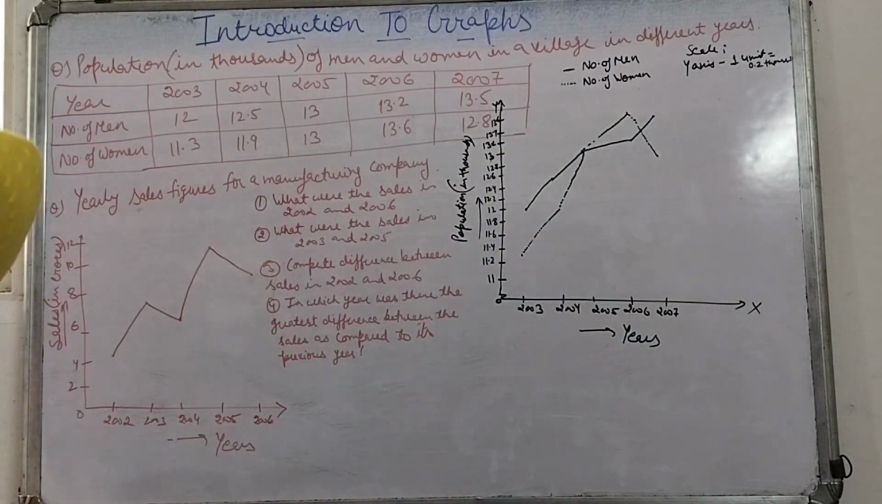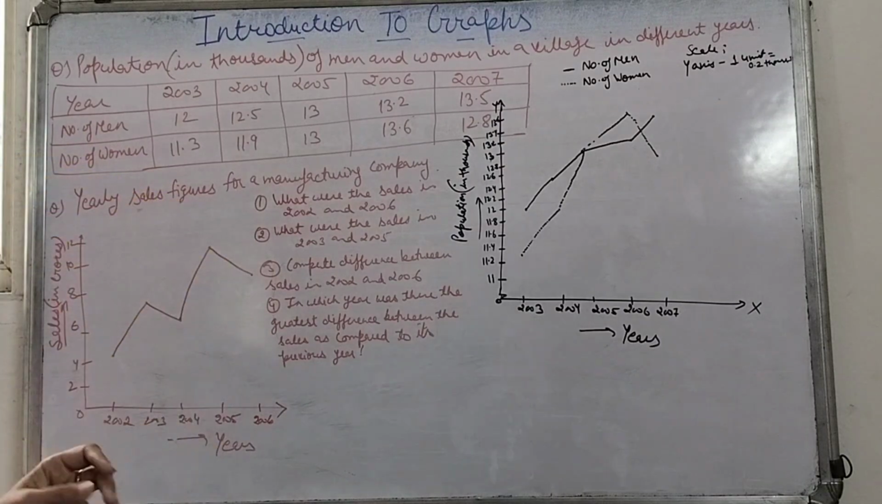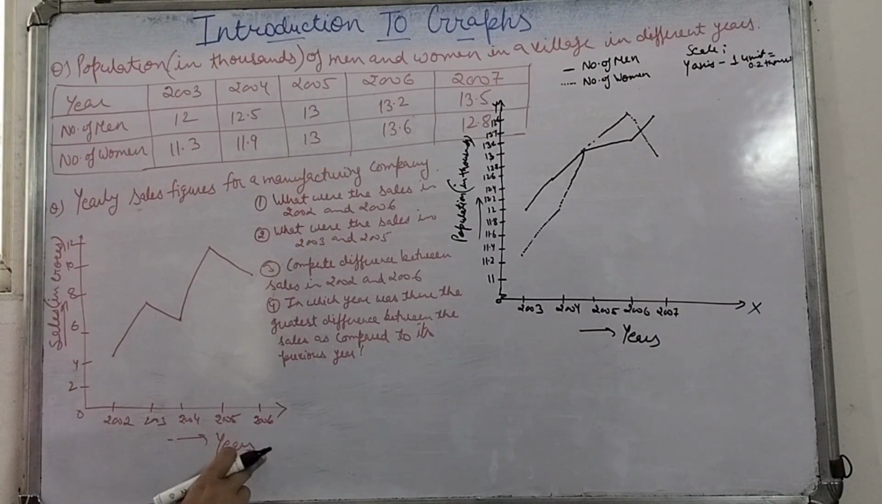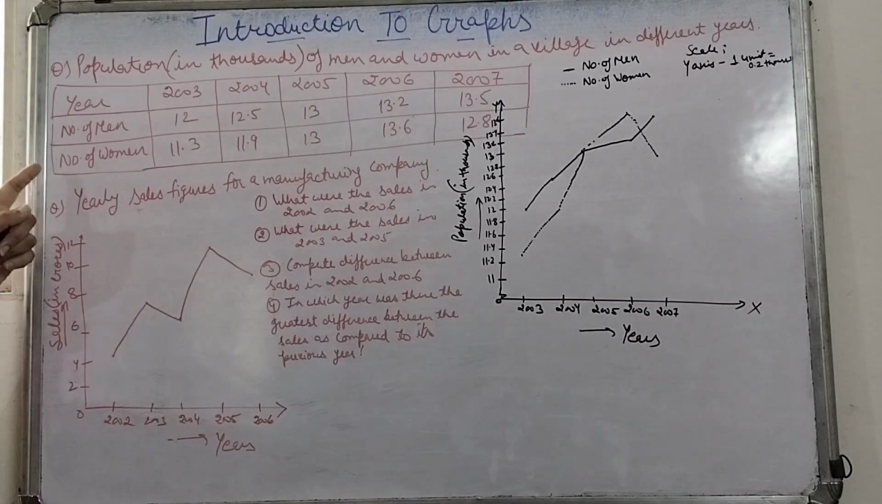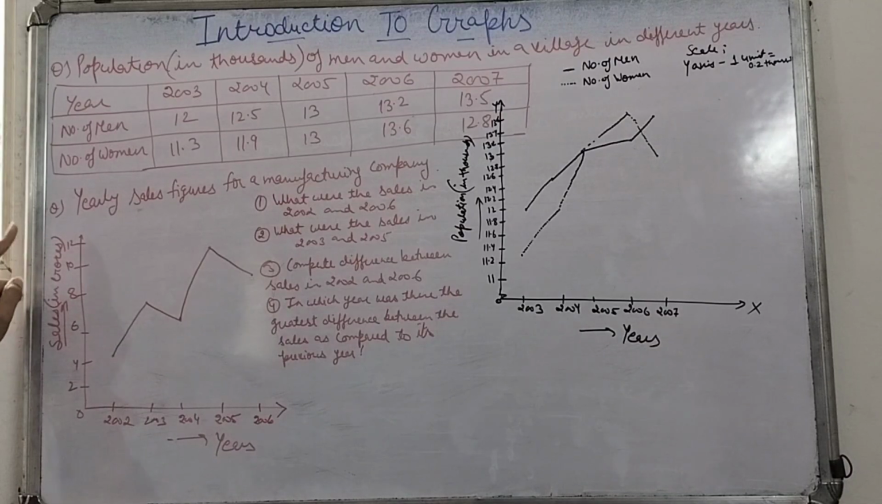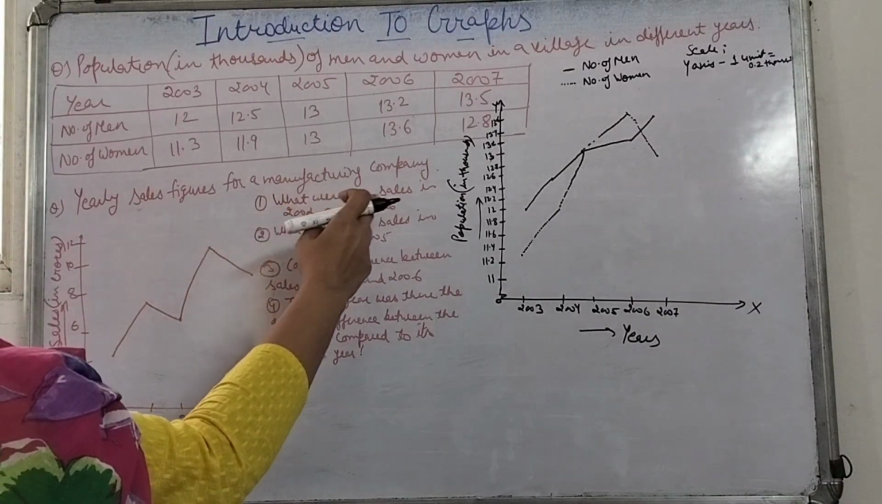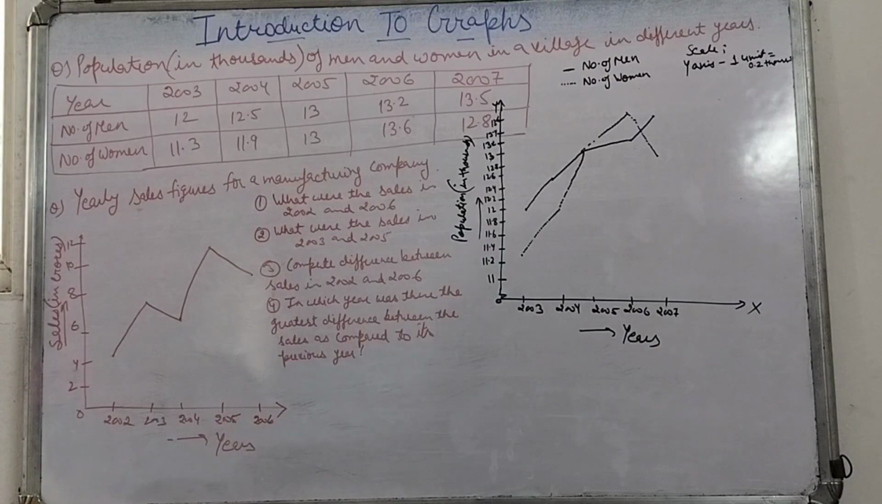Now let's see another example. Suppose the yearly sales figure for a manufacturing company is given to us. Here on the x-axis years are given. On the y-axis sales in crores are given. So 2002, 2003, 4, 5, 6, these are the years given, and on the y-axis we have taken sales in crores. Now, what were the sales in 2002 and 2006?